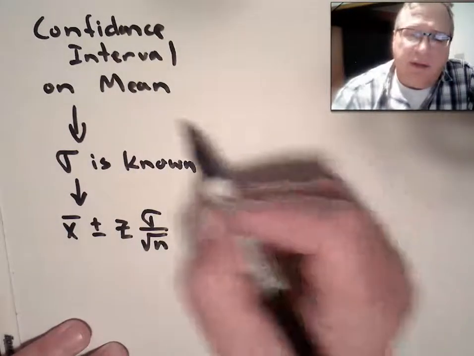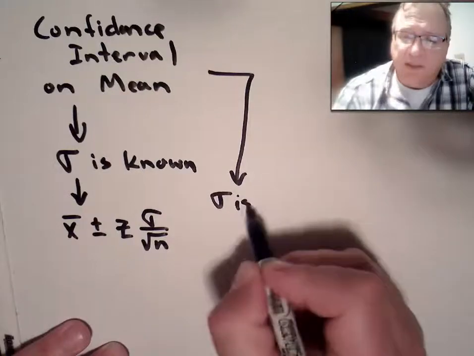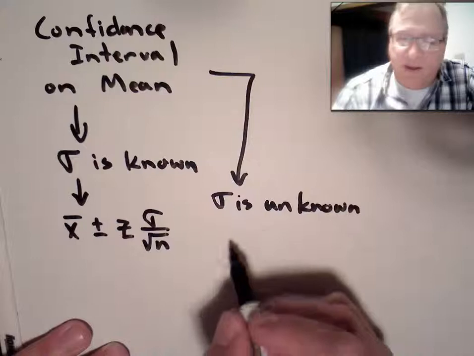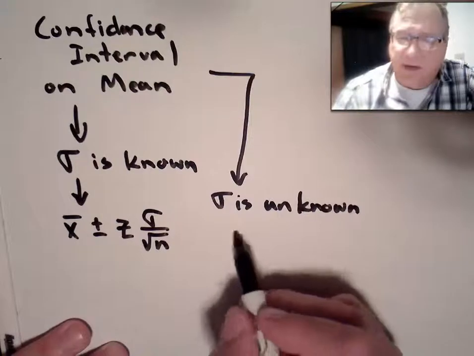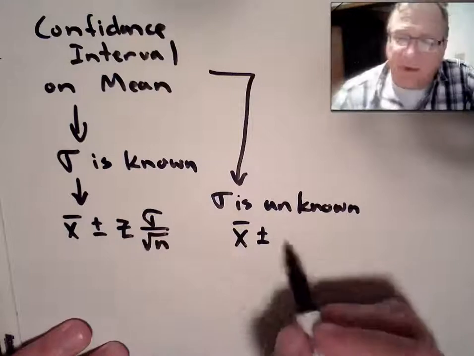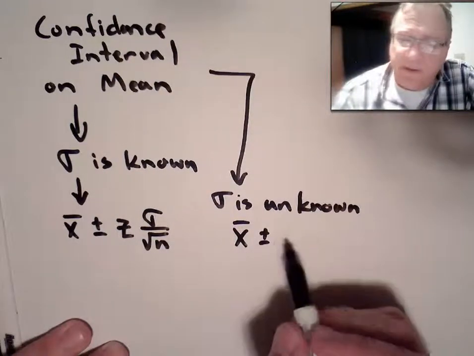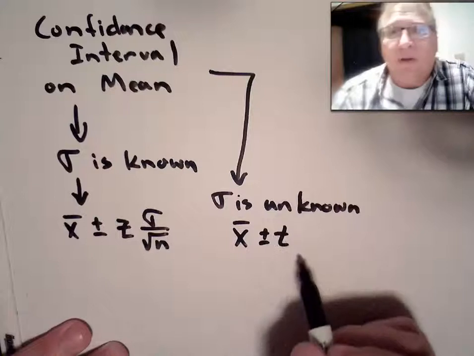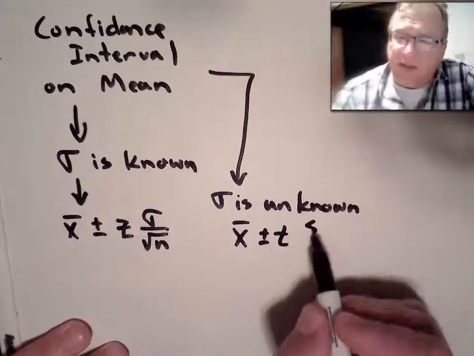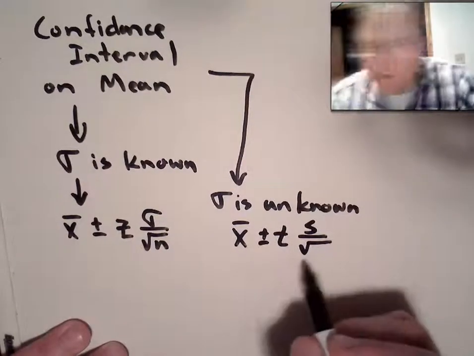However, there's another case. Sometimes sigma is unknown. This is more common. And in that case, we're going to estimate our confidence interval as x bar plus or minus a new statistic called the t-score, t times our sample standard deviation divided by the square root of n.